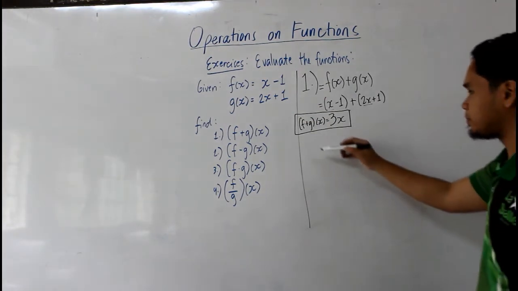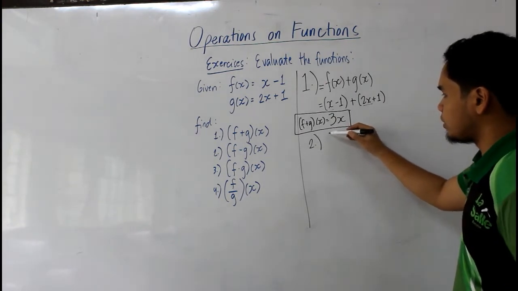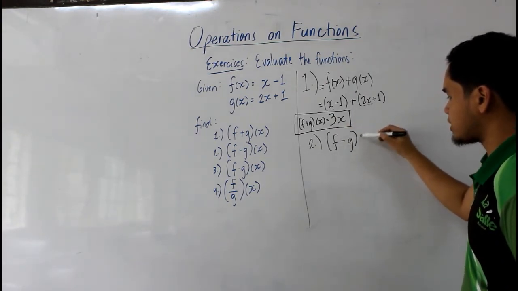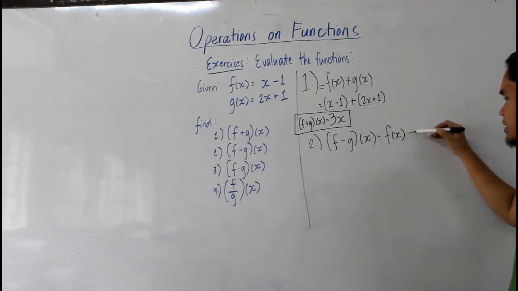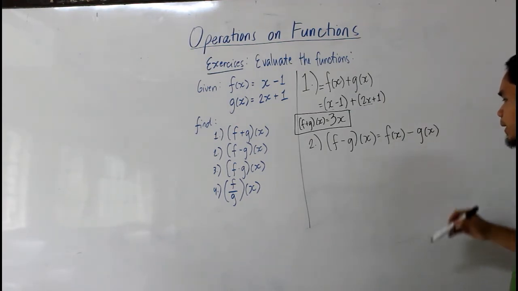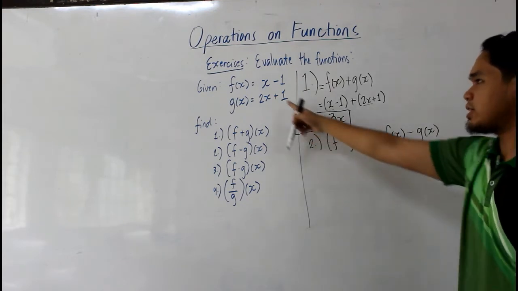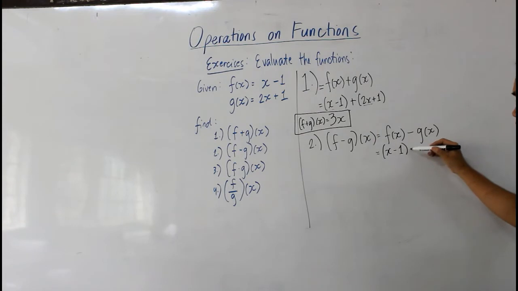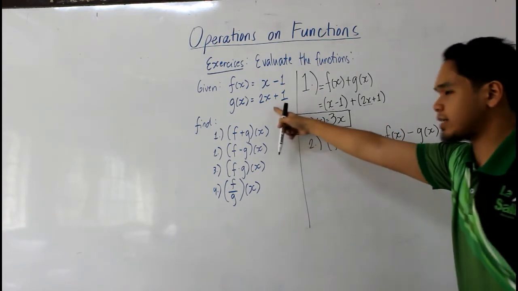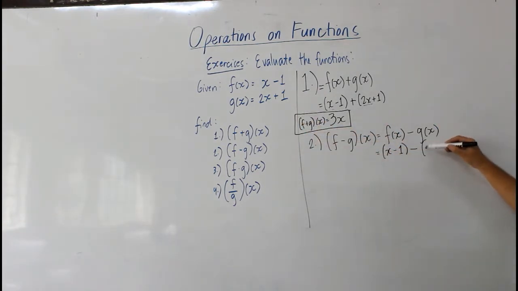Okay, number 2, that is your f minus g of x. So we're going to put f of x minus your g of x over here. What is your f of x? F of x is x minus 1, simply copy it. So we have x minus 1 minus the quantity of your g of x, that's 2x plus 1.